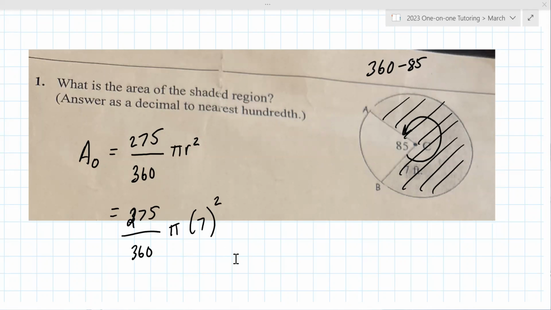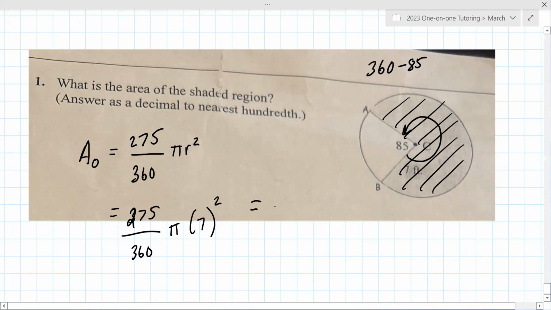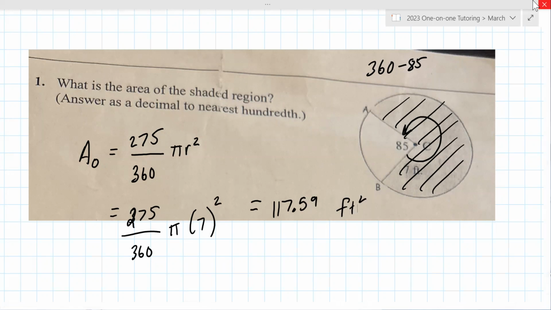All right, so let me just go ahead and give you the answer here because we are out of time. It is 117.59. We can look at that next time. It is an area, so it would be feet squared.